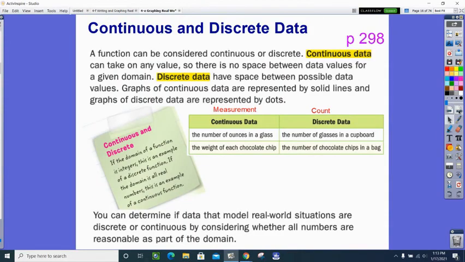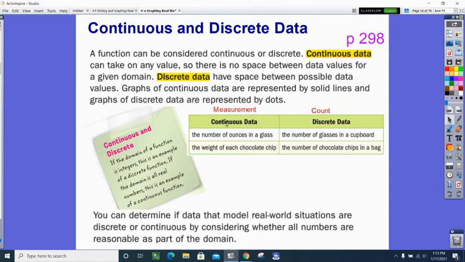So in your book on page 298, it uses these two words that I just mentioned. A function can either be continuous or discrete. Continuous means that you would draw a line in, and the function can take on every value in between the points you've used. Discrete data means that you jump, there's space from one to the other. Now I put a couple words in here you might want to put in your book because I think this is an easy way to remember it.